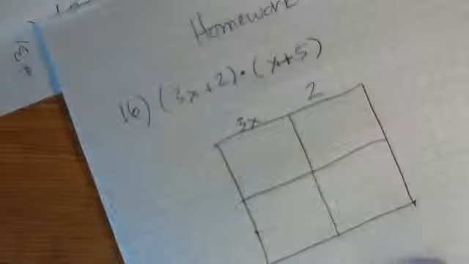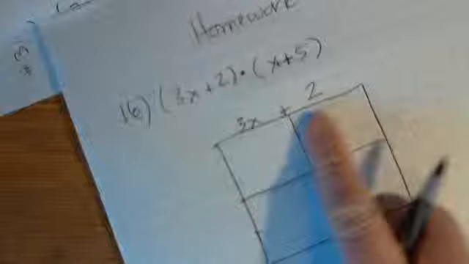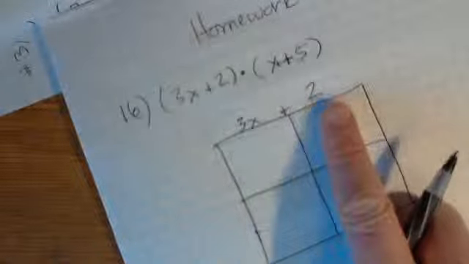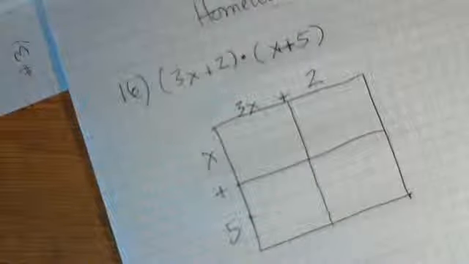I'm going to put 3x here for that term, the 2 here along that same edge for that term, and the plus sign to represent that binomial. Along this edge, I'm going to put the x from here and the 5 from here and the plus sign back in between. Now if it was a minus sign, then I'd put a minus sign there.